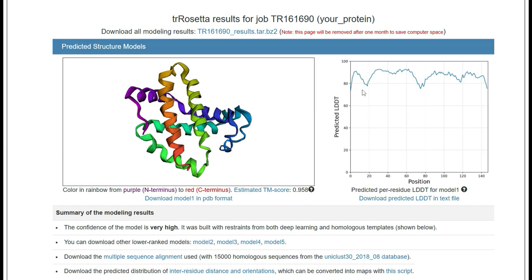So the confidence of this model is very high as confirmed by deep learning methods and homologous templates. This predicted structure can guide functional studies, drug design, or protein engineering further. Using these LDDT scores, you can pinpoint reliable regions for experimental validation or docking studies. TR-Rosetta provides a reliable prediction of protein structure with confidence metrics like TM score, LDDT, etc. High confidence regions can be prioritized for downstream applications, while low confidence areas might require experimental validation.